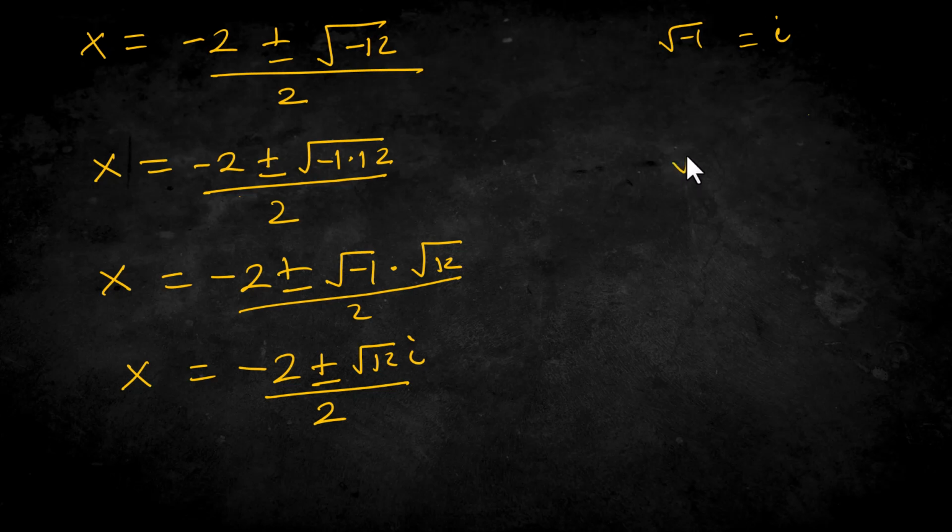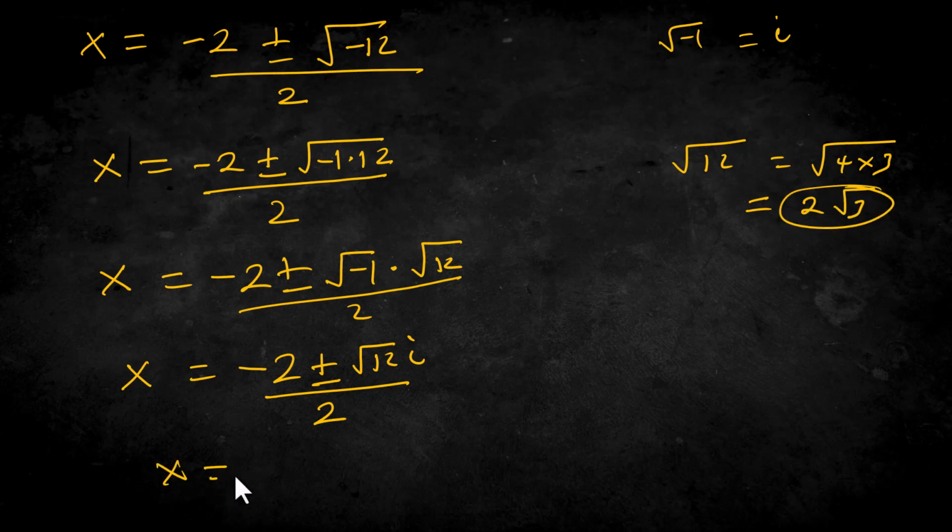Now, the square root of 12 is the same as the square root of 4 times 3. So we can say 2 root 3 here. So we have x equals minus 2 plus or minus 2 root 3 i, over 2.